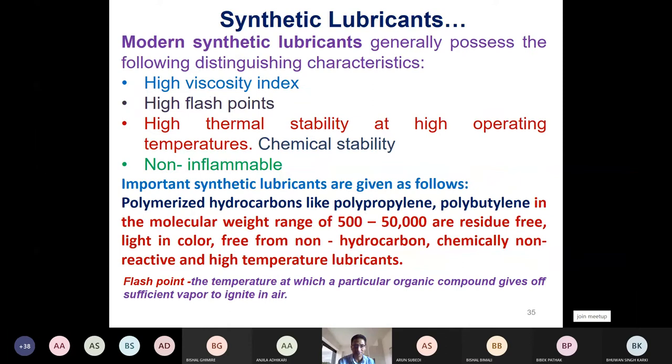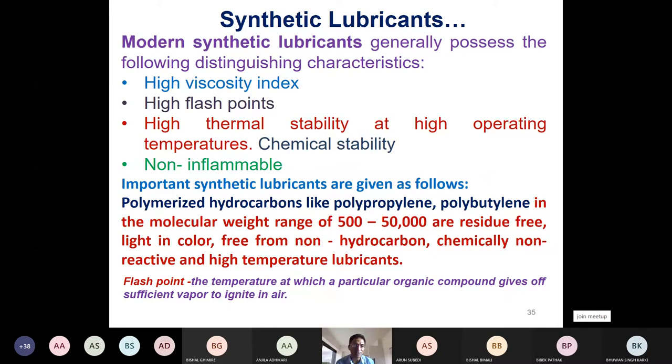Modern lubricants have the following distinguished properties: high viscosity index, high flash point. Flash point means the temperature at which the particular organic compound gives sufficient vapor to ignite air. Also high thermal stability at operating conditions, and high chemical inertness to chemicals, and non-inflammable.